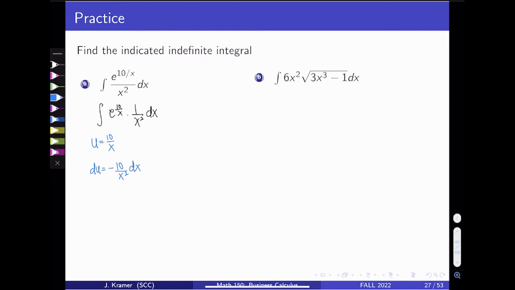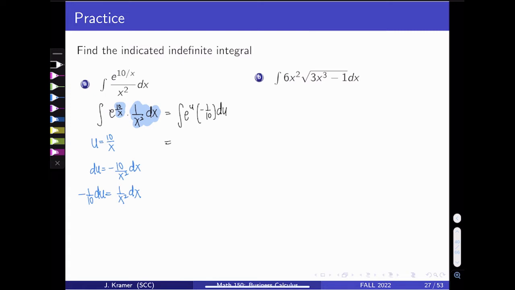dx. Notice that I don't have a factor of 10 in my original integrand, so what I'll do is divide both sides by negative 10 so that the right-hand side of this equation looks like everything left over. I end up with negative 1/10 du equals 1 over x squared dx. And so we'll replace 10 over x with our u and 1 over x squared dx with our negative 1/10 du. This gives us the new integral e to the u times negative 1/10 du.